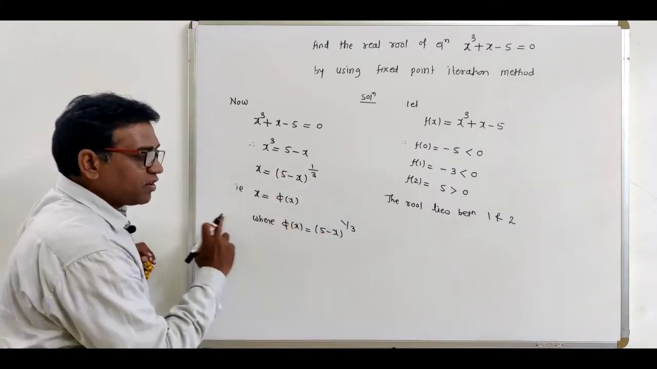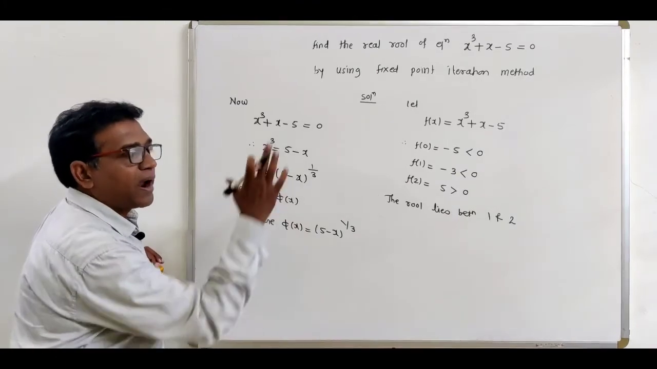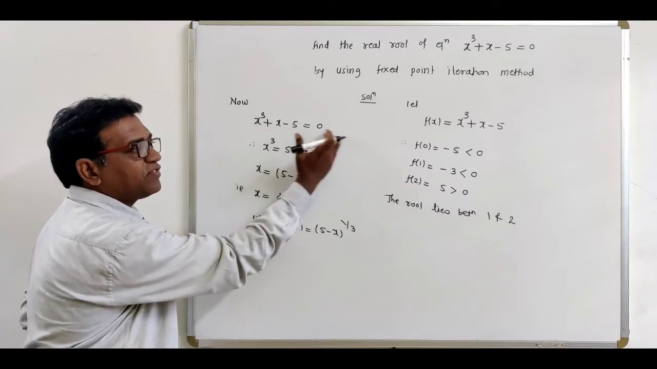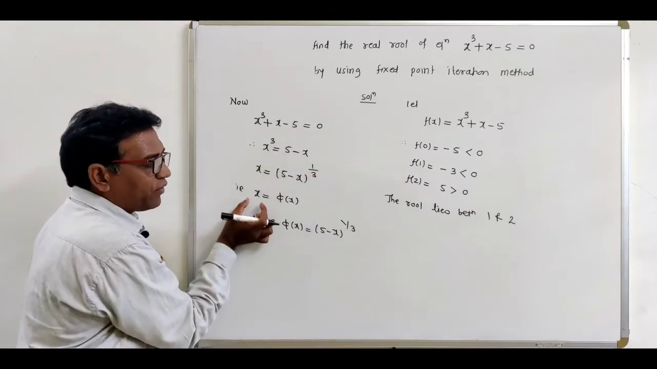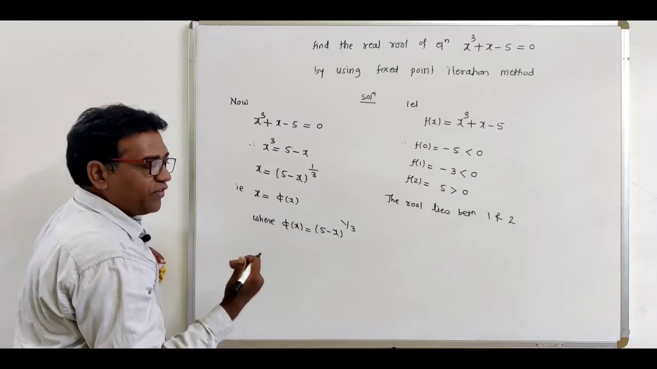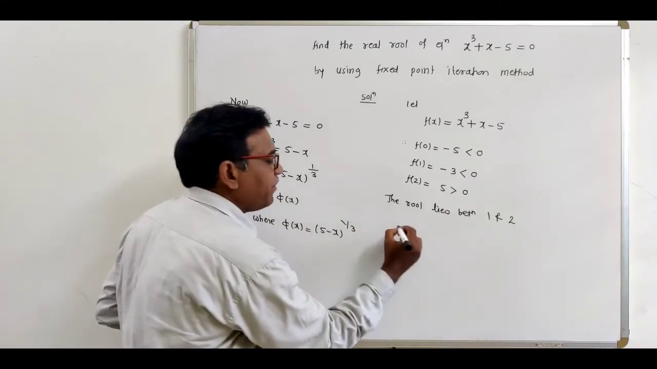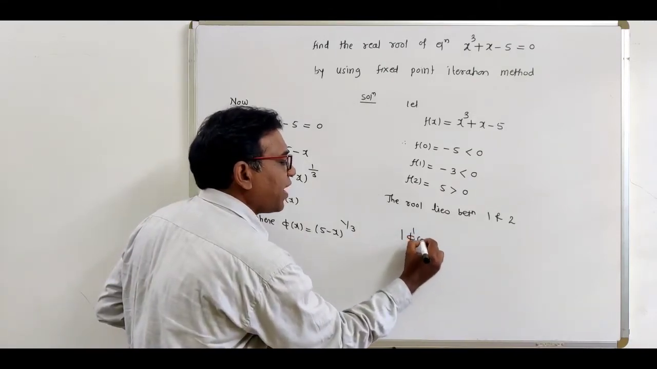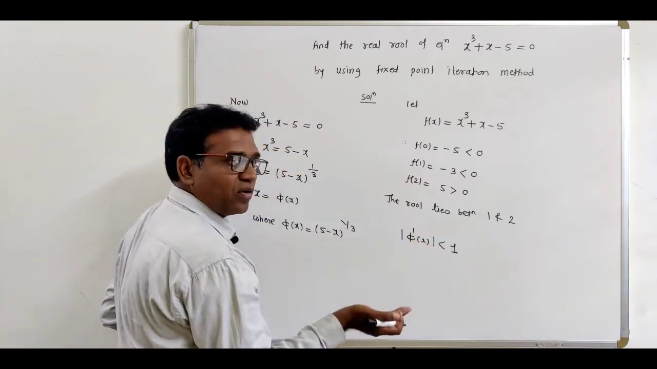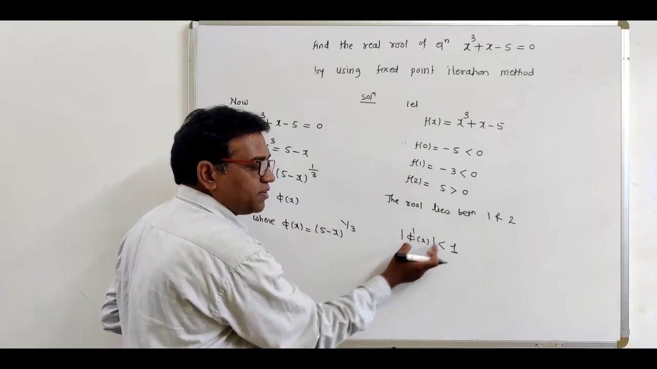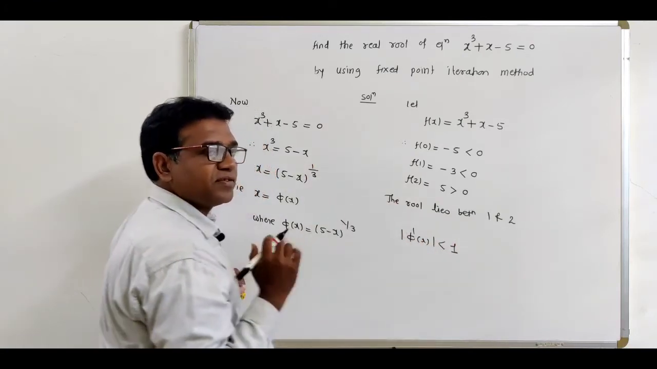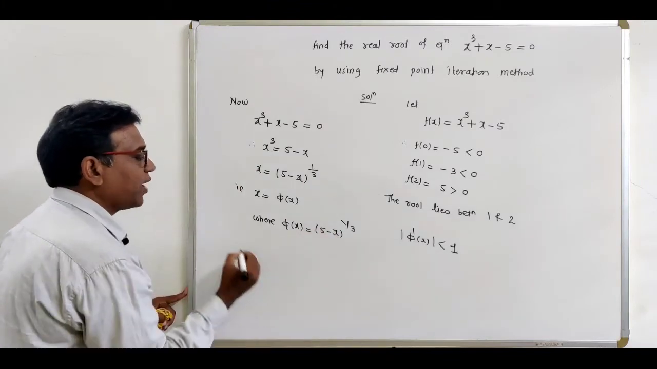So see, this is the first step. What is the first step for the iteration method? Express the given function f(x) equal to 0 in the form x equal to phi x. Now secondly, what is our verification? Just verify whether the size of the derivative phi dash x is less than 1 or not. If it is less than 1, then we can use this iteration method. So find out the derivative.